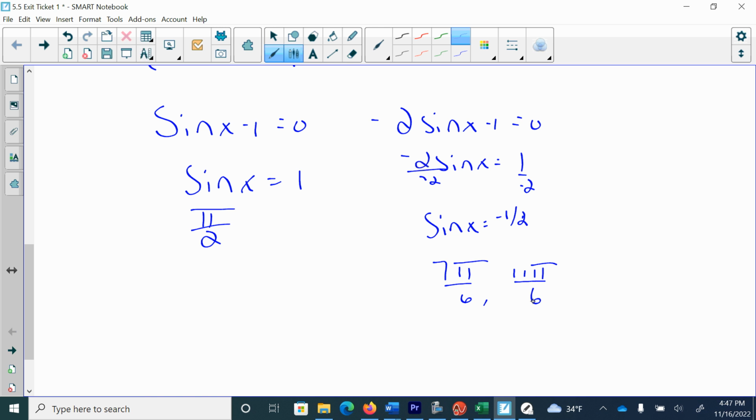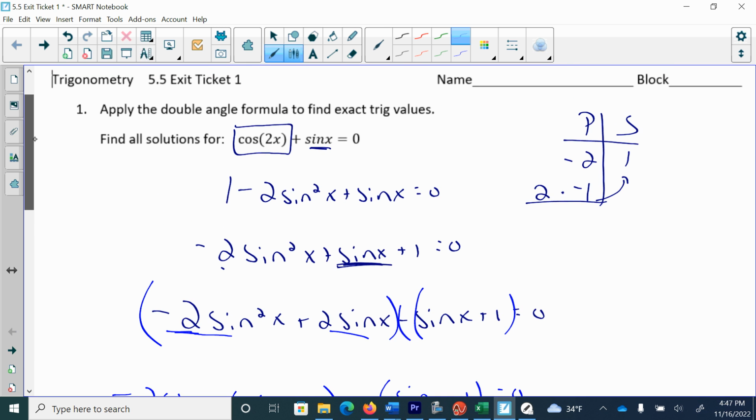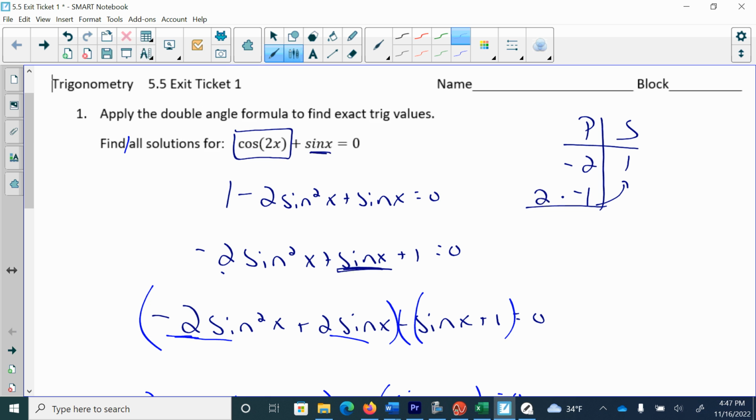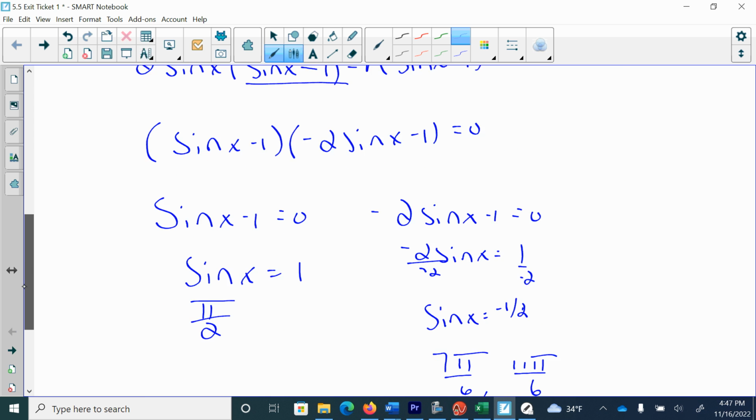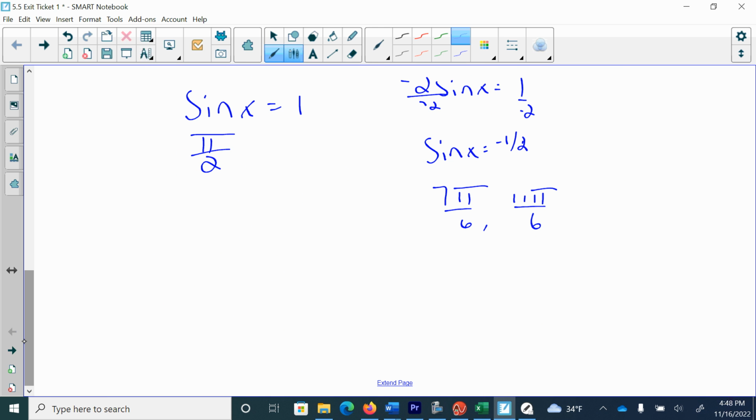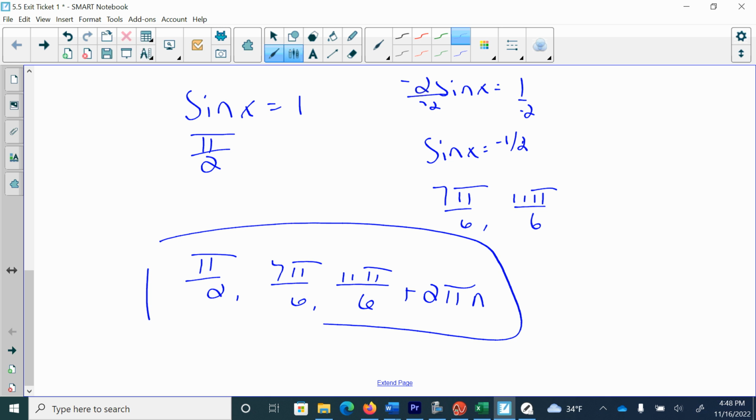Now technically the directions say find all solutions. Yes, find all solutions. And I didn't take off, probably should have. But when I write these solutions, I should also include those multiple laps around my unit circle. So I should have that plus 2 pi n as part of that answer. And that is my work for that one.